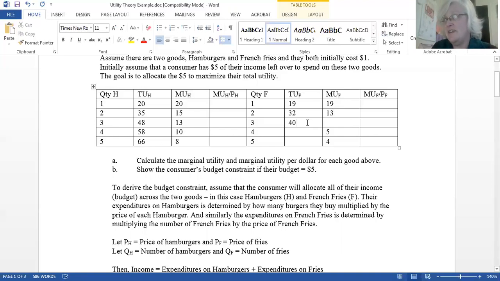Then the third fry, in this case, after eating 3 fries, we're at a level of 40. Knowing that the first 2 fries added 32 combined, the third fry obviously added the difference. 40 minus 32 is 8. And that's how you would get these marginal utilities. For the fourth fry, we are told its marginal utility was 5. So you add 5 to the previous 40, and after 4 fries we should be at a total utility of 45. Then the 5th one is going to add 4 to my total. So 45 plus 4 is 49.